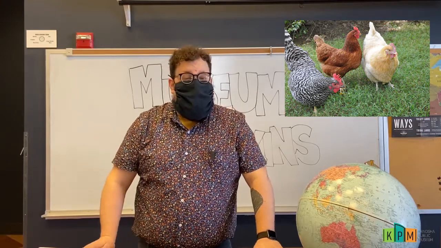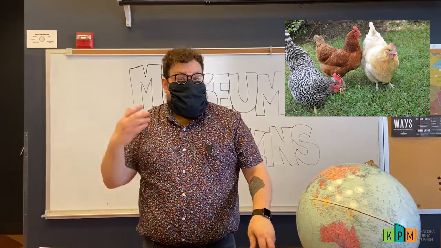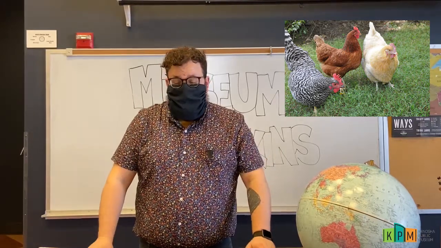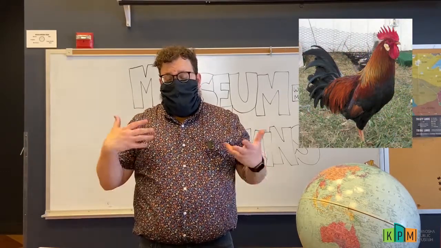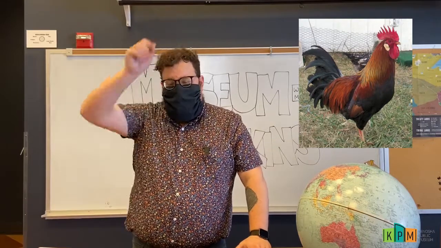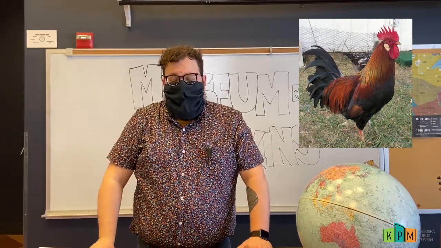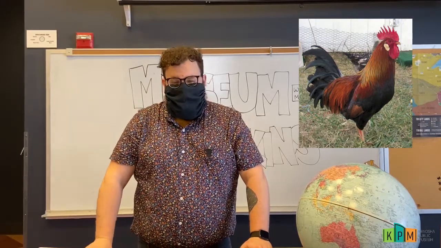Now, just like a lot of birds, chickens can look a bit different depending on if they're a boy or if they're a girl. So boys are called roosters, and they have very colorful feathers on their bodies. And on the top of their head, they have a red comb, and they have really long feathers on their tails.